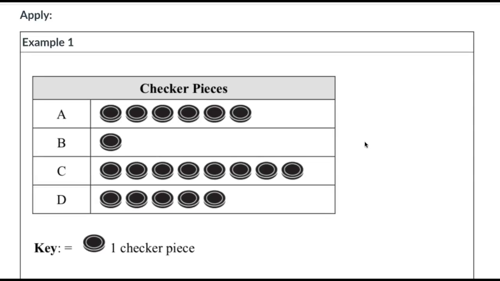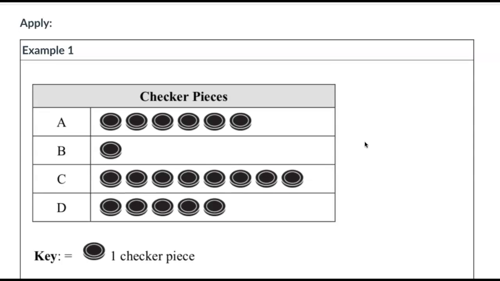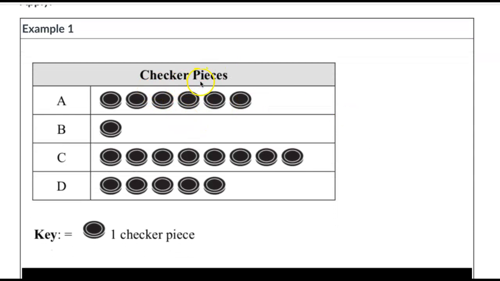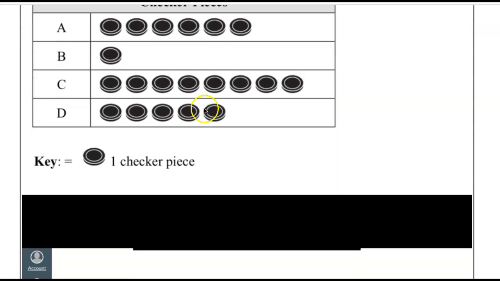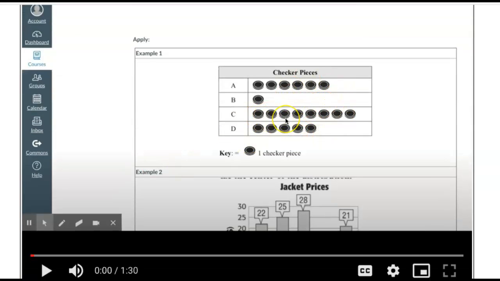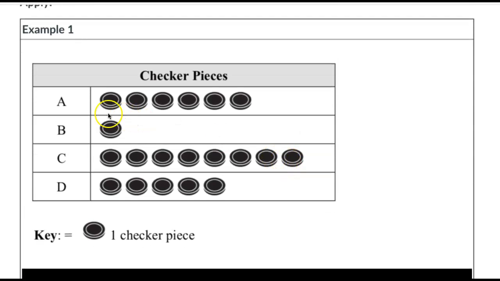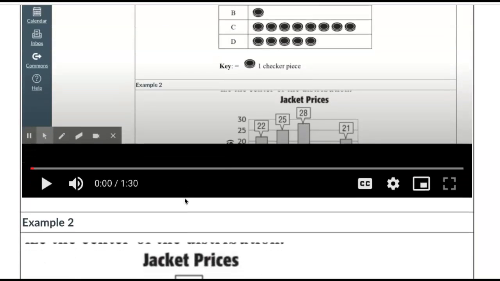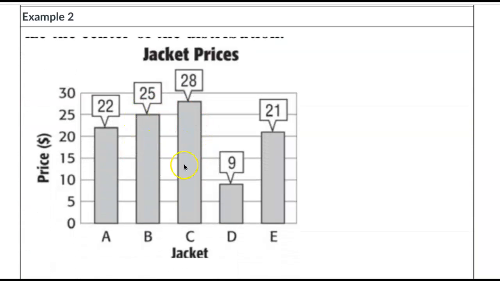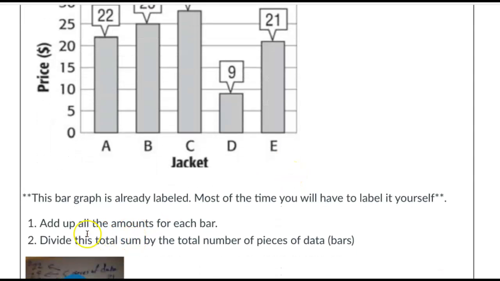Okay, we're going to do a couple examples together, but I just wanted to show you that on the lesson objective page, you're going to see there's another example involving checker pieces as part of a pictograph. 1 checker piece is equal to 1 checker piece. And then this video shows you how you can move those checker pieces around to find the mean of how many checker pieces each of those 4 groups had. And then there's another example involving a bar graph and the different jacket prices and how many total jackets there were. Basically the same routine is going to be useful.